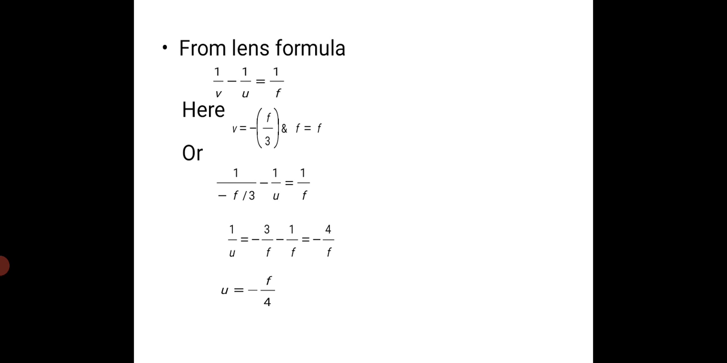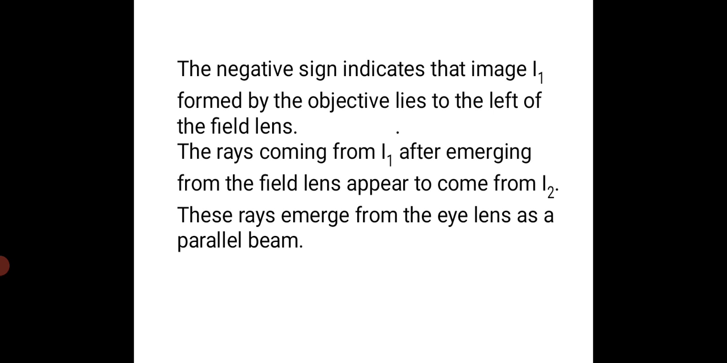From the lens formula, we have 1 by v minus 1 by u is equal to 1 by f. Here v equal to minus f by 3 and focal length is f. So substituting these values in the lens formula, we will get u equal to minus f by 4. The negative sign indicates that the image I1 formed by the objective lies to the left of the field lens.